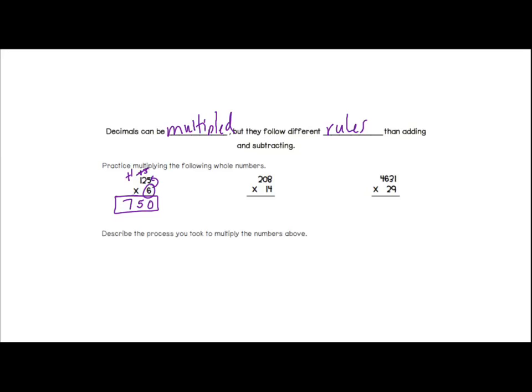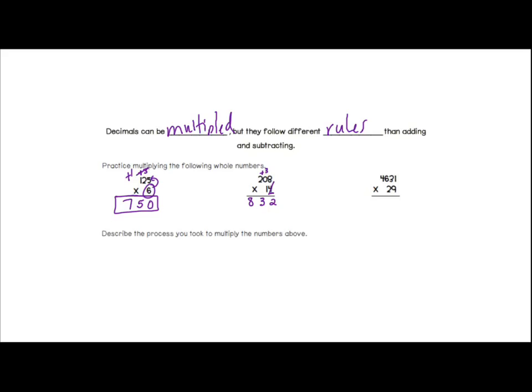So then let's look at what happens when you multiply 208 times 14. We're going to start off that same way. I'm going to begin with the 4. 4 times 8 is 32, so we add a 3 to the top. 4 times 0 is 0 plus 3 is 3. 4 times 2 is 8.